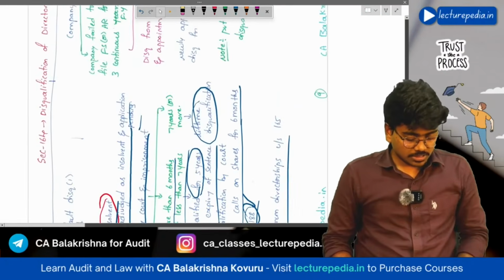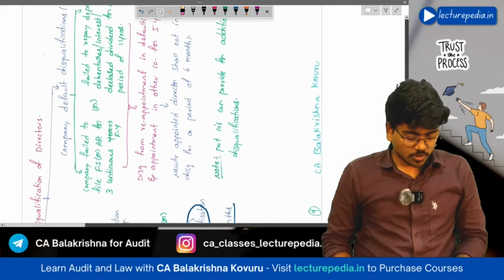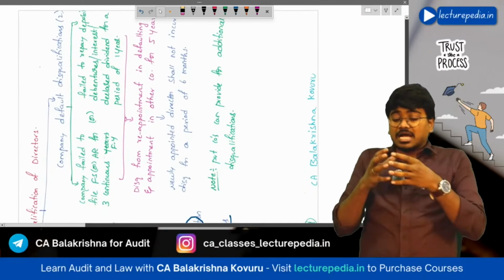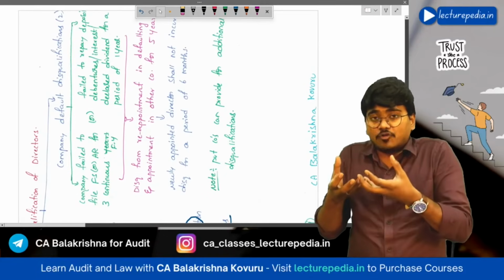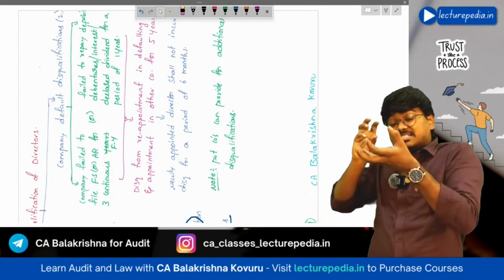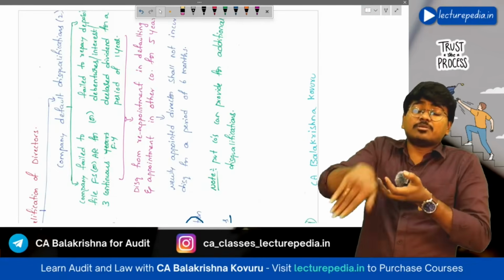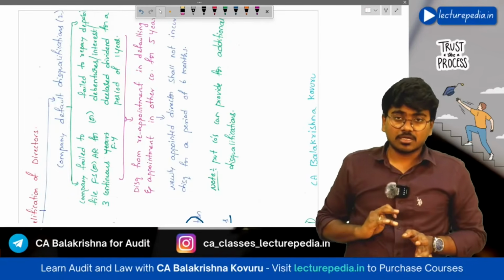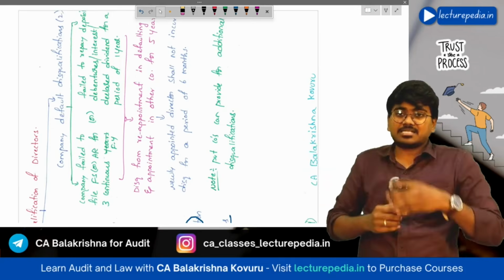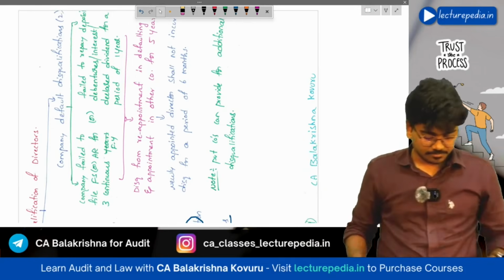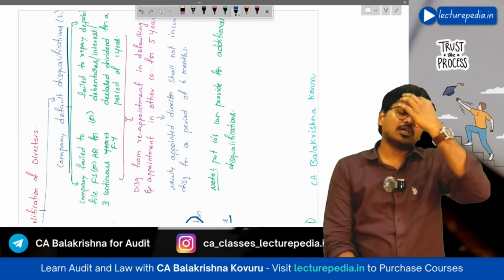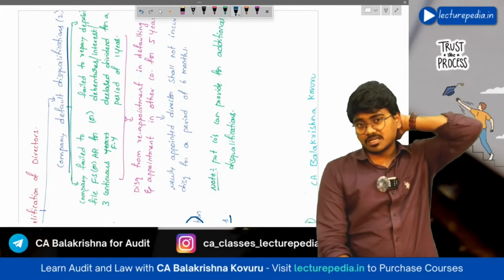Now moving to company default disqualifications. Company default disqualifications means the company has committed a default. Because of that, the person who is acting as a director of that company will become disqualified. Okay, the action that the company has done will impact its directors. Basically, there are two defaults that the company might commit.